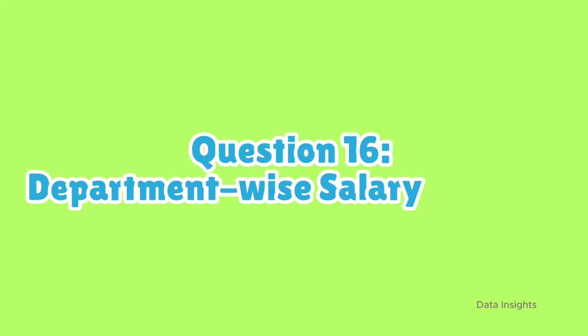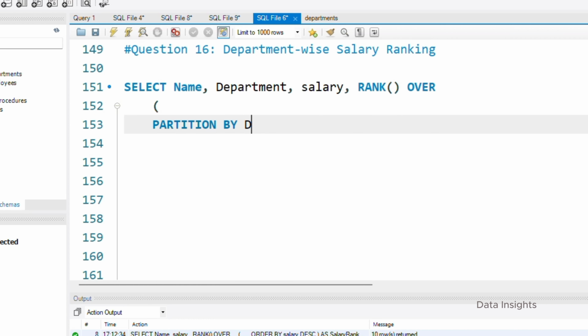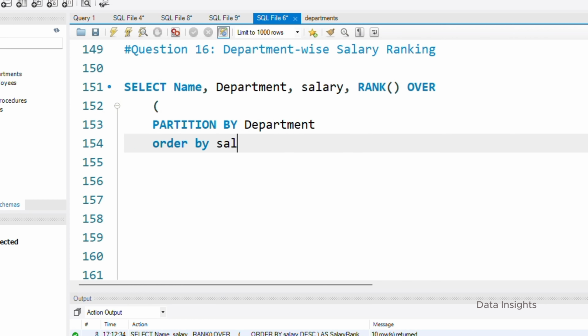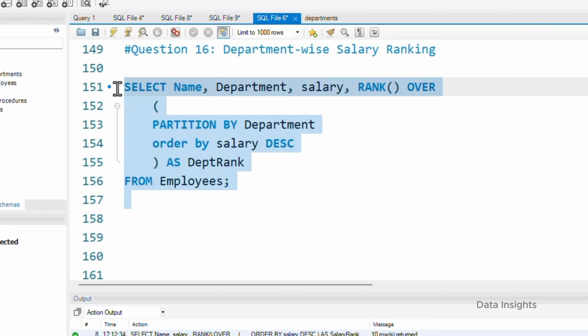Finding out department-wise salary ranking. Partition by creates a separate group. Instead of ranking all employees together, SQL ranks employees within each department. Each department starts ranking from 1.